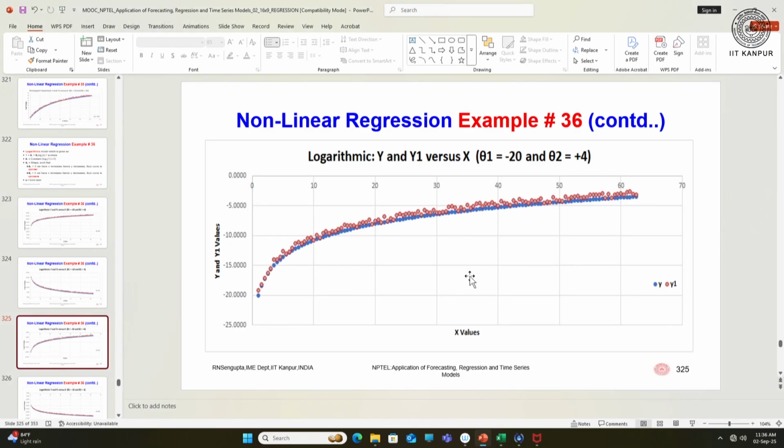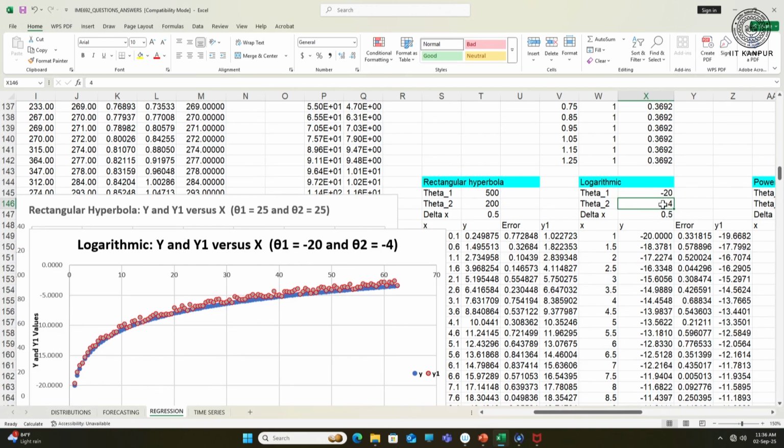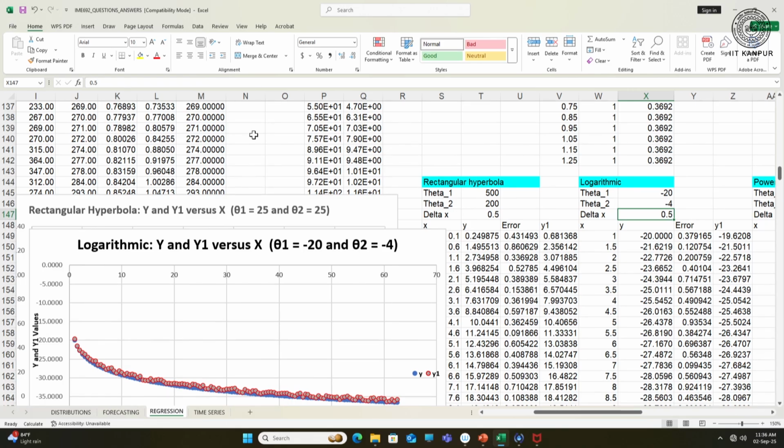The last graph which we have is the logarithmic case for y and y1 against x, for theta 1 negative and theta 2 also negative. So, let us consider that as minus 20, minus 4. Again depending on theta 2, the graph changes from convex to concave, concave to convex. The values plotted along the x axis are in increments of 5, it goes on increasing, but starting from the negative direction, and the error terms are also replicated.